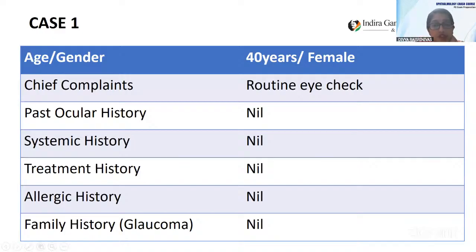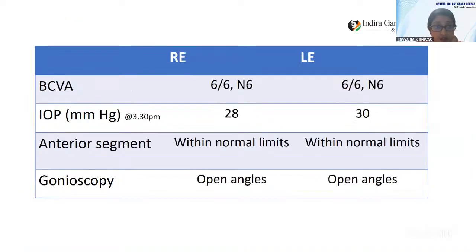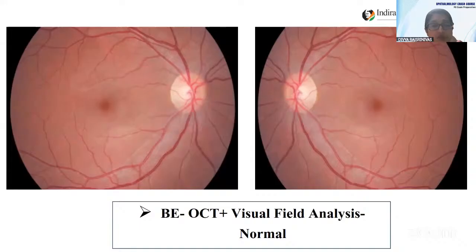It's about a 40-year-old female who came for a routine examination with no significant history. Best corrected visual acuity was 6/6 in both the eyes, and intraocular pressures were raised to 28 and 30 millimeters of mercury in the right eye and left eye respectively. The anterior segment examination was within normal limits, and gonioscopy showed open angles. This is the fundus picture of this patient, which showed a CD ratio of around 0.4:1 with healthy NRR and good RNFL visibility. We also did an OCT and visual field analysis, which turned out to be normal.